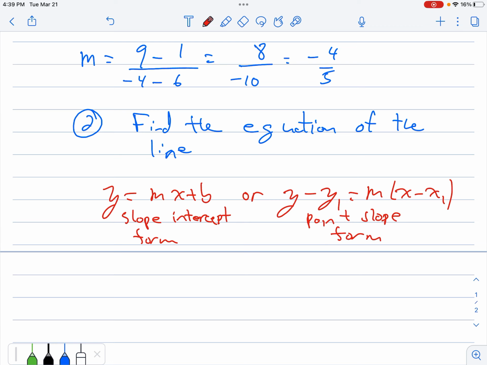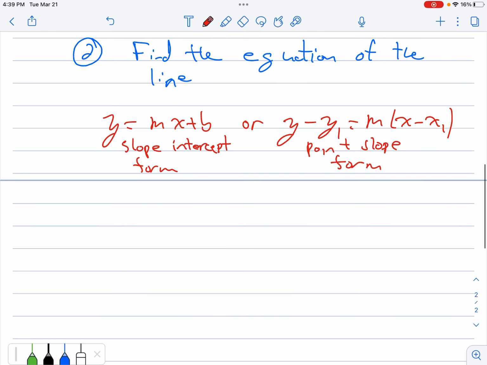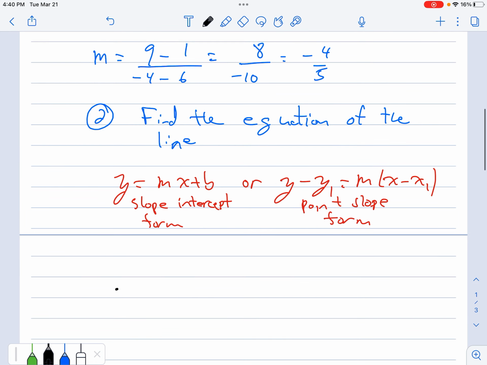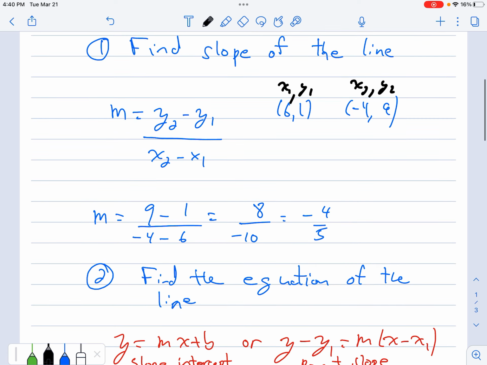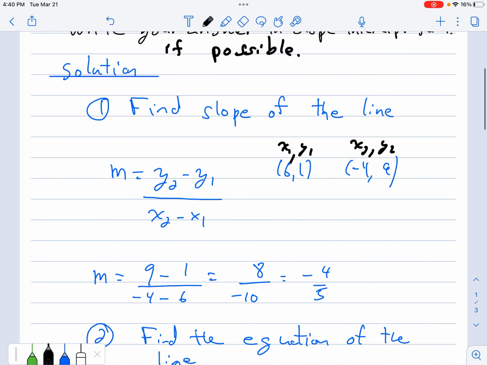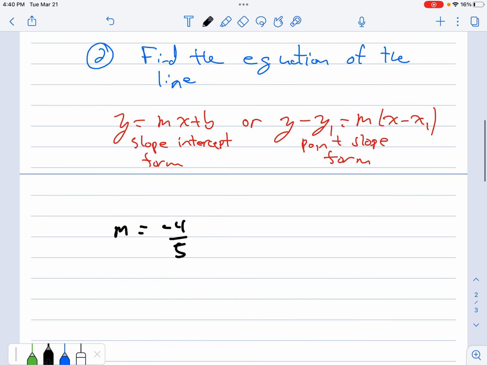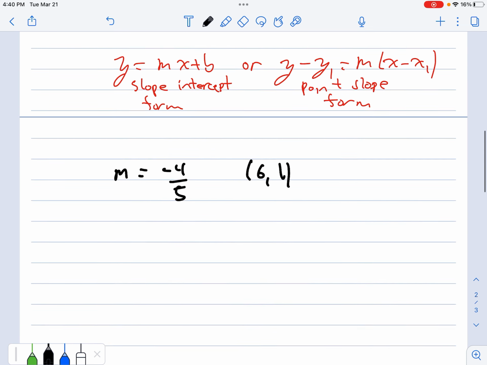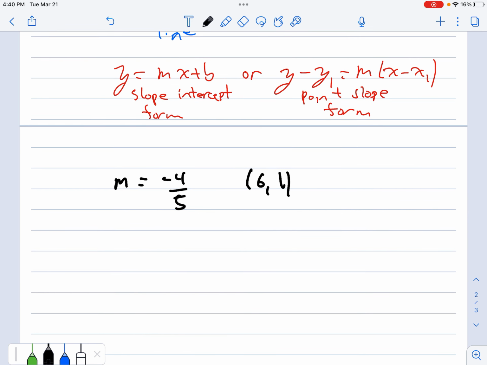I will be using the slope-intercept form here to start off. And if I do that, I'm going to go ahead first of all and grab my slope, which is the minus 4/5. And I'm going to go ahead and grab a point. Which point? It doesn't matter. So I'm going to grab the point (6, 1).